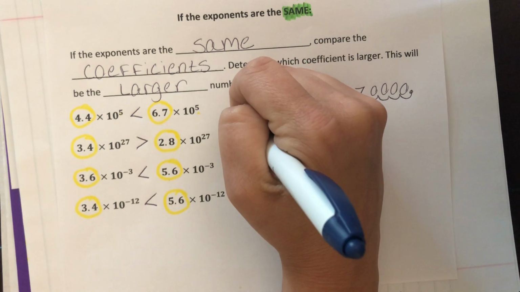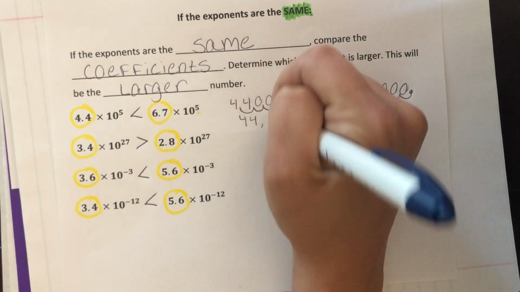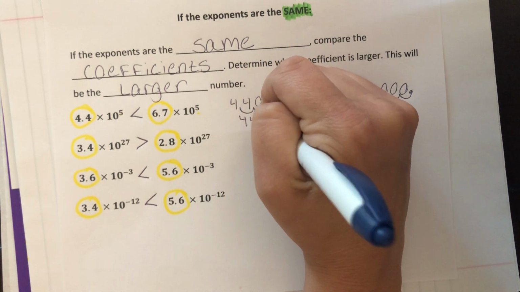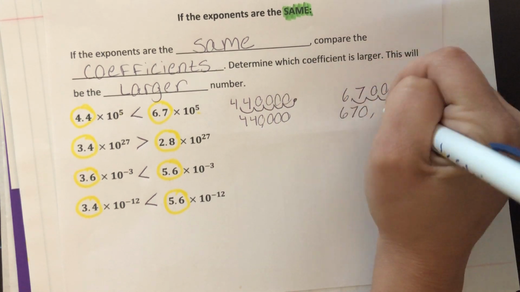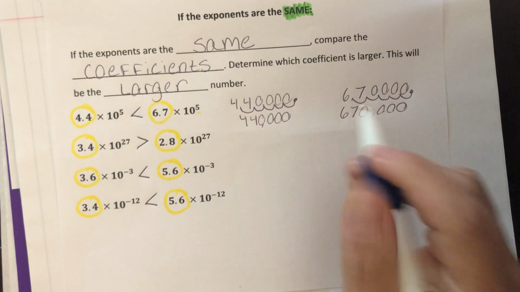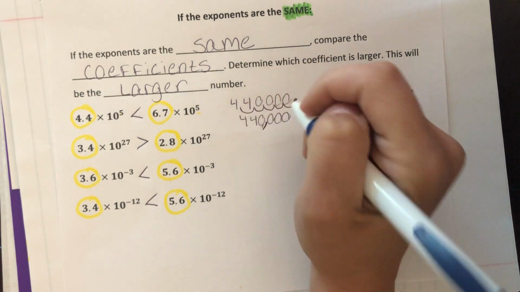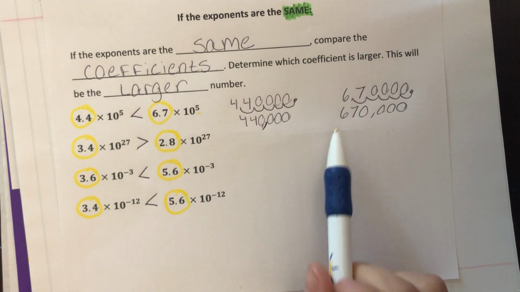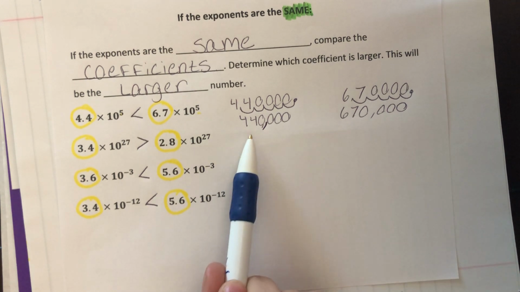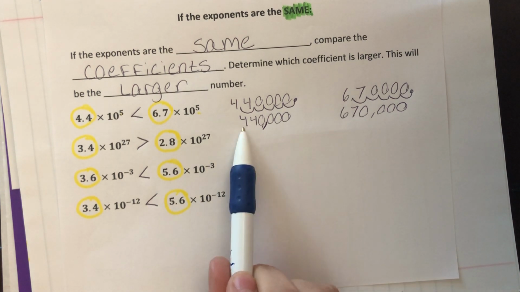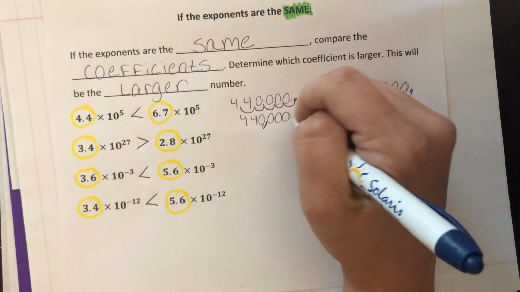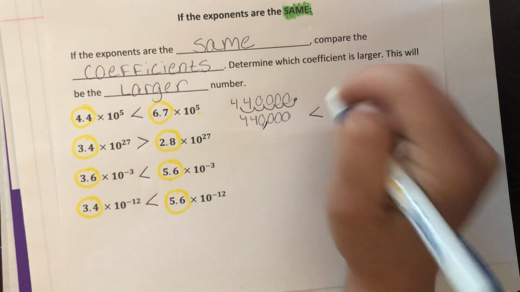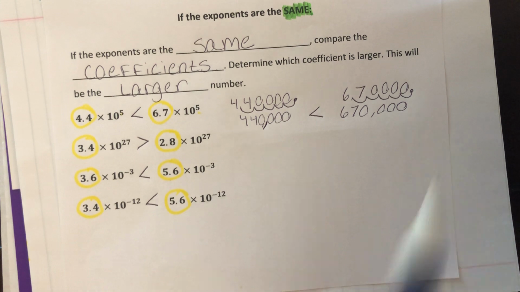I'm going to rewrite it so it's easy for us to compare. And we can easily see that 670,000 is greater than 440,000. So 440,000 is less than 670,000.